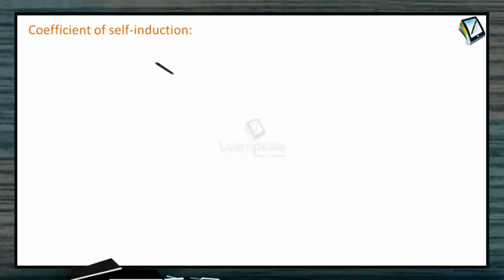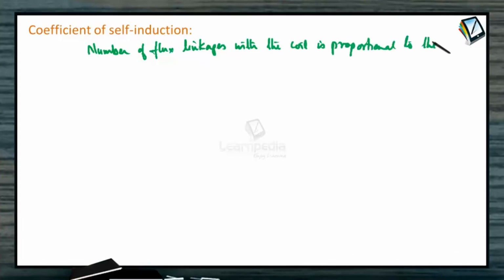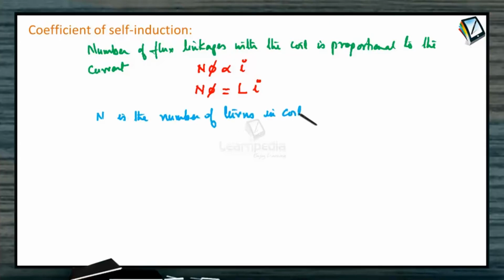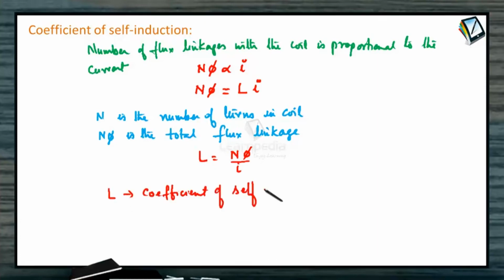Coefficient of self-induction. The number of flux linkages with the coil is proportional to the current. We have studied earlier that the number of flux linkages with the coil is proportional to the current. That is, N phi is proportional to I. Removing the proportionality, we get a constant L. Here, N is the number of turns in the coil. So, N phi is the total flux linked with the coil, or flux linkage. So, we get L is equal to N phi by I. L is called the coefficient of self-induction.